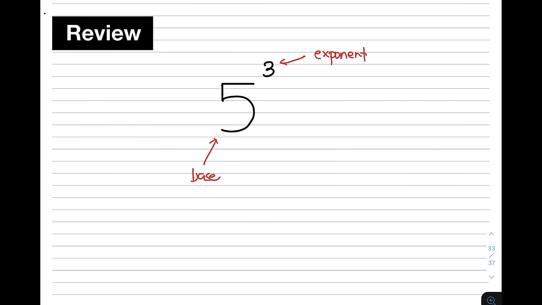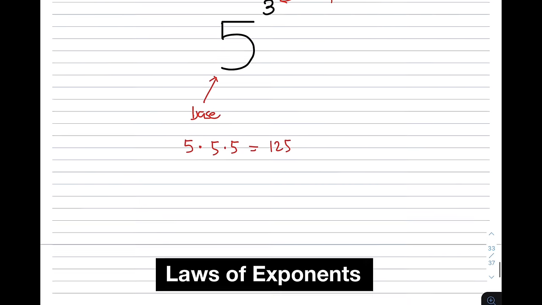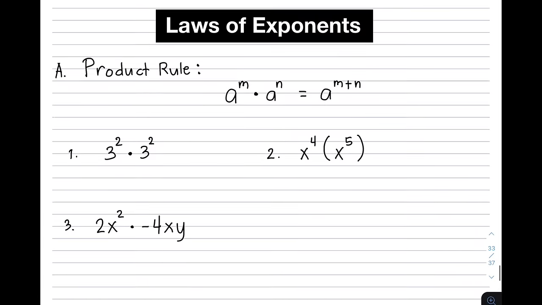The exponent indicates how many times natin gagamitin factor yung base natin. So in expanded form, yung 5 raised to 3 natin is simply 5 times 5 times 5. As you can see, 3 times natin minultiply yung ating base because the exponent is 3. And simplifying 5 times 5 times 5, that will give you 125. I hope na sa review pa lang natin, you already know what is the base and the exponent of a given expression. Now let's move on with the first law of exponent.